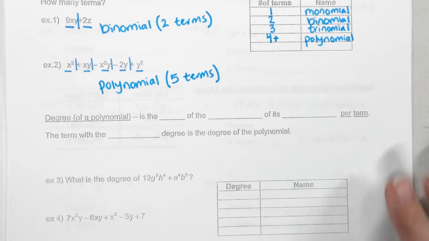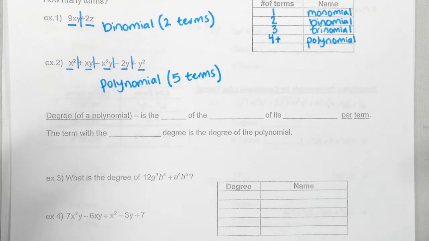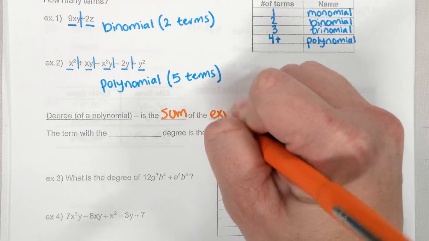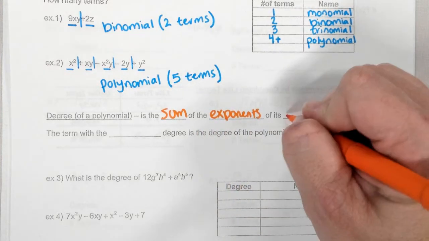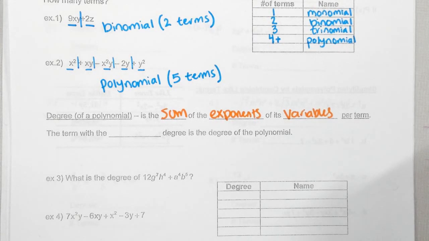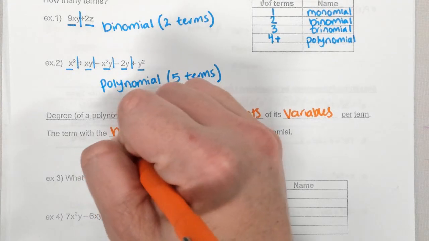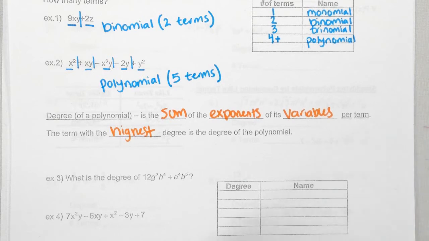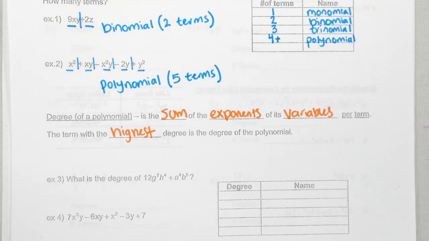Okay, now we're going to look at degrees. So degrees and terms are 2 different things. Terms are just how many separated by plus or minus. Degrees are the sum of the exponents of the variables per term. Okay? So the term with the highest degree is the degree of that polynomial. So we're going to talk about what that means, but first we're going to talk about the fancy words for different degrees.